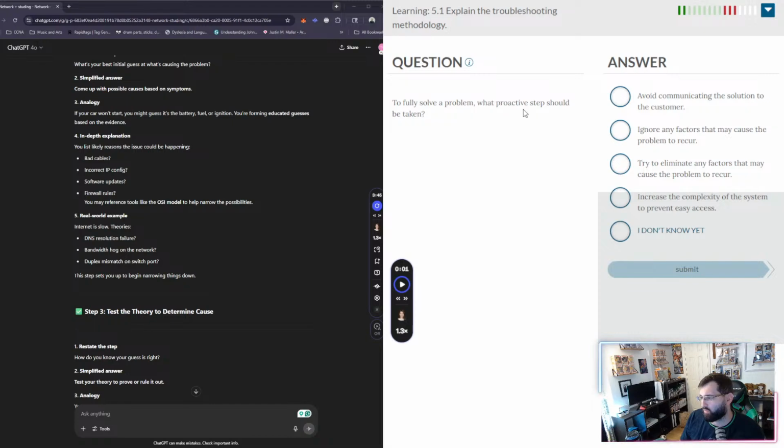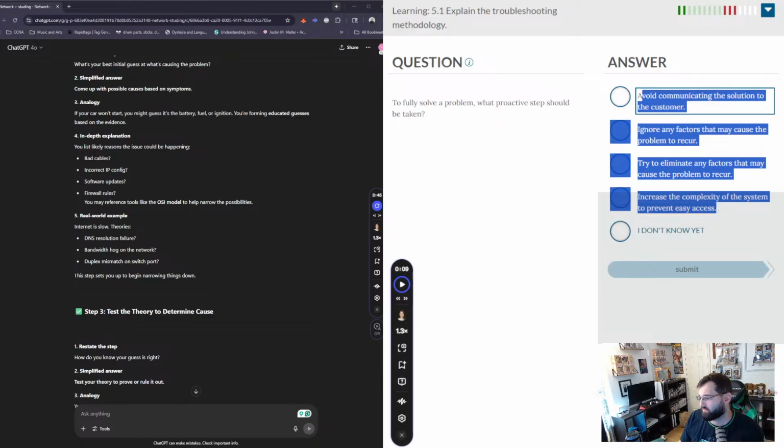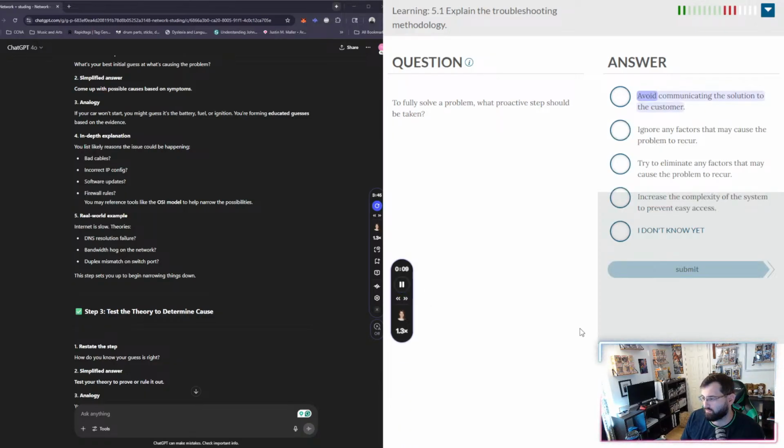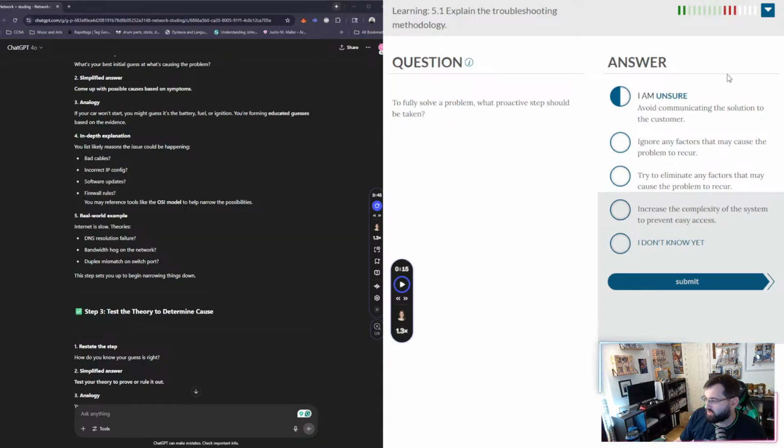To fully solve a problem, what proactive step should be taken? Avoid communicating the solution to the customer. Ignore any factors that may cause the problem to recur. Try to eliminate any factors that may cause the problem to recur. Increase the complexity of the system to prevent easy access. Okay, throwaway answer: avoid communicating the solution to the customer.